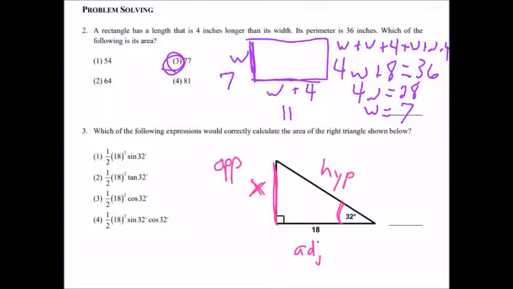If we have the opposite and adjacent side, we're dealing with tangent. So we have tan of 32 is x over 18. And already right there, the only one that deals with tangent is number 2. We could go on, but to save a little time, the only one that deals with tangent is number 2.